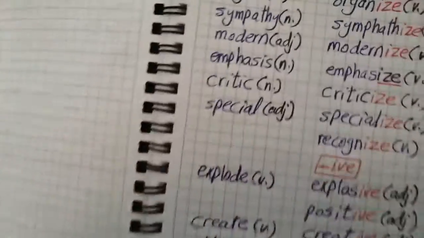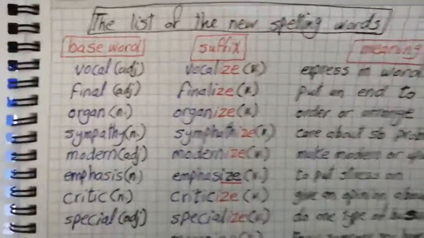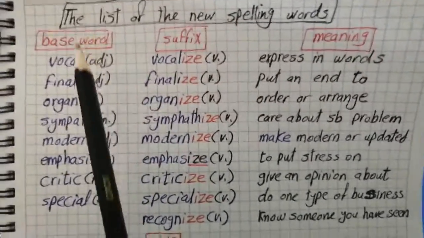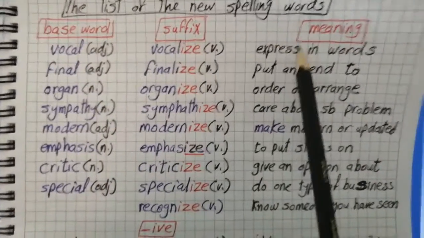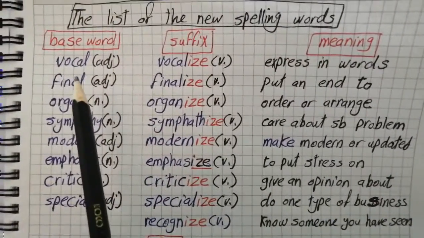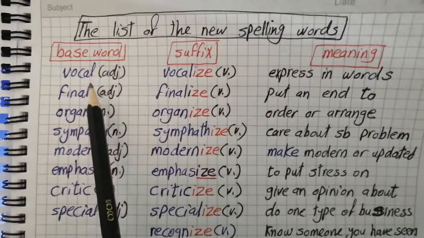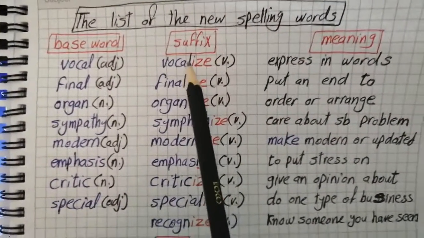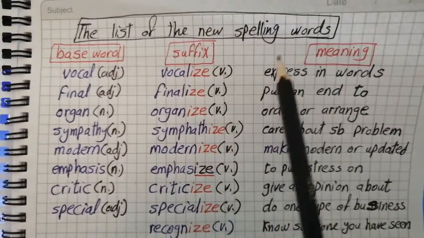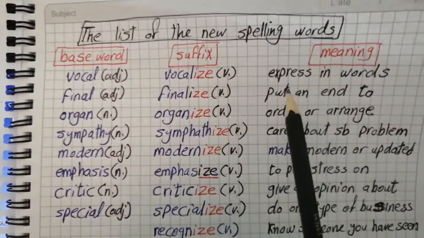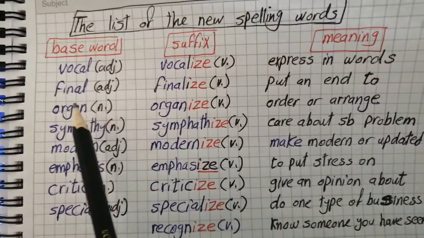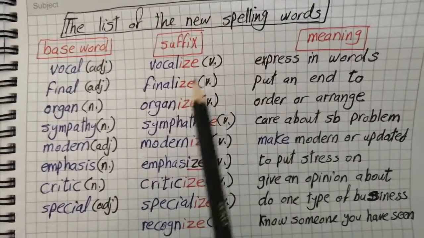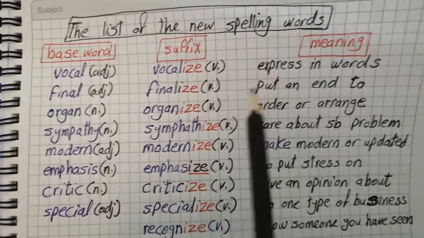Here we have the list of the new spelling words we are having in our lesson. Here I have the base word, then the suffix, then the meaning. First, the word vocal. Vocal, this is the base word. When I add IZE, it will become vocalize. And vocalize means to express emotions or an idea in words. Final, from an adjective to a verb. Finalize. Finalize means to end or to finish or to put an end to.